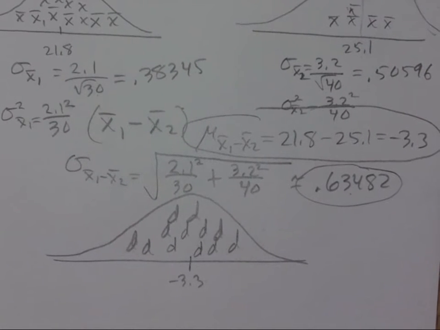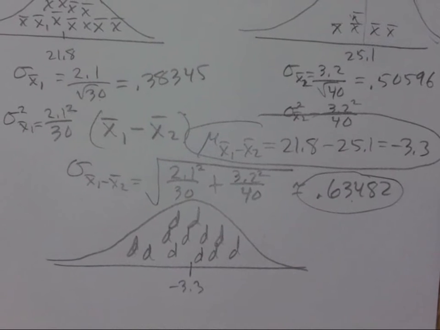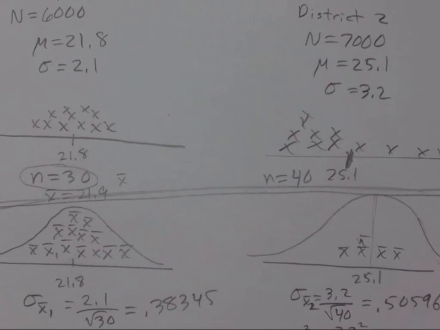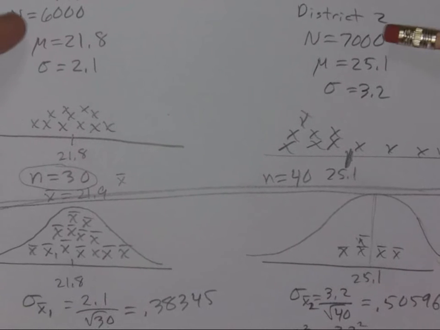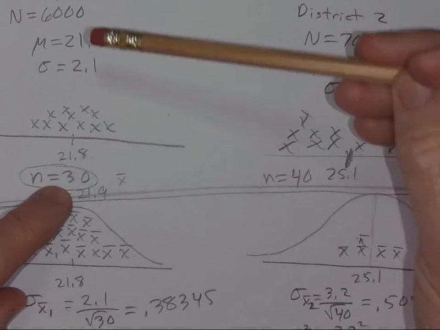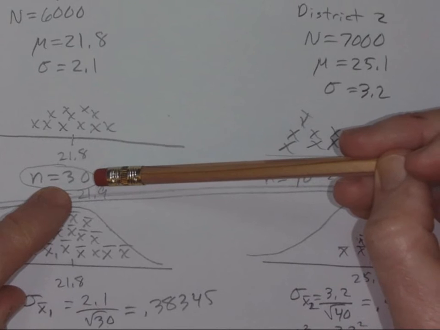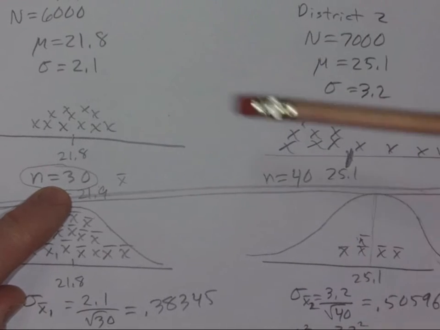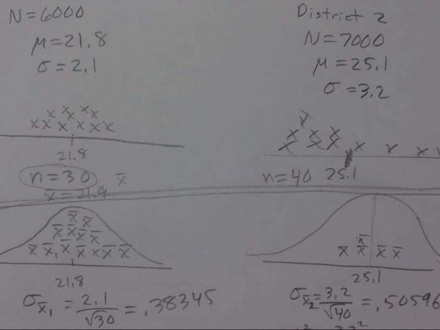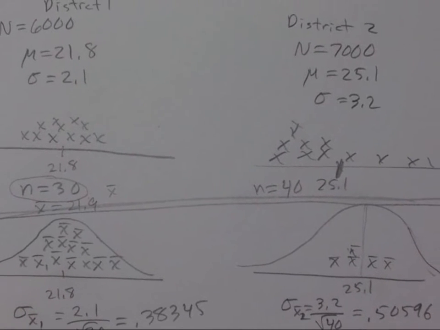So in this case, both sample sizes are at least 30, so my sampling distribution is approximately normal. The other big condition in this chapter is that our sample sizes can't be more than 10% of our population, or in other words, our population size has to be at least 10 times our sample size. And that's no problem here. Here, the population size has to be at least 300, and it's 6,000. Here, the population size has to be at least 400, and it's 7,000. That is the theory behind what we're doing.